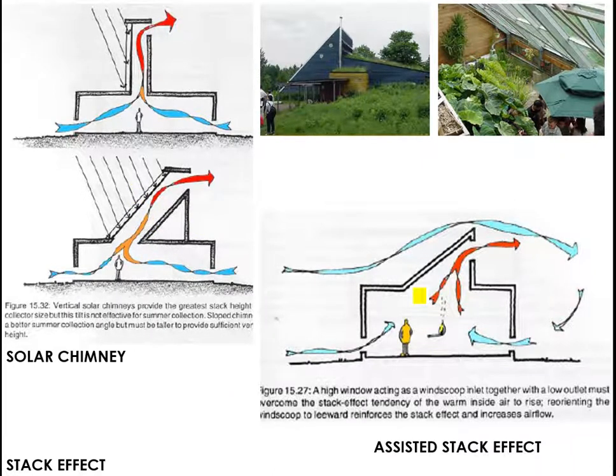Then we have the assisted stack effect. If you have the windward direction from this way, your roof structure must be provided in such a manner that the wind travels from the windward side from down, the cooler air descends down, and the warm air tries to escape through the leeward direction. So the high window acting as a wind scoop inlet, together with the outlet, must become a stack effect, the tendency of warm inside air to rise. Reorienting the wind scoop to leeward reinforces the stack effect and increases airflow.